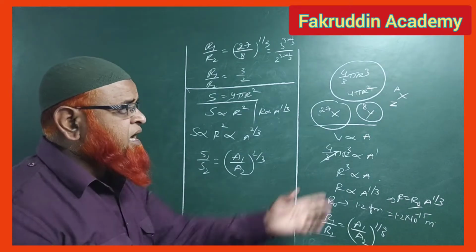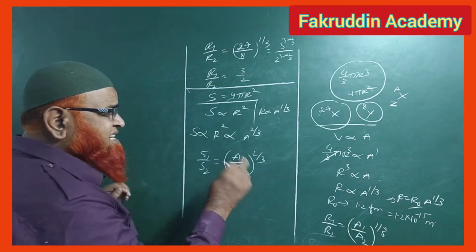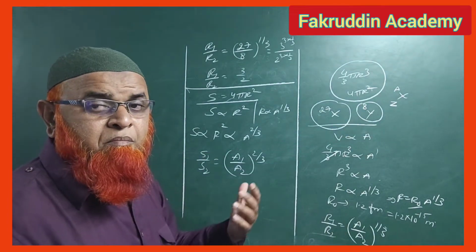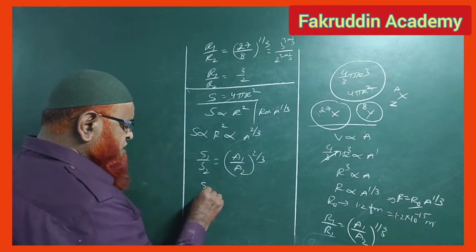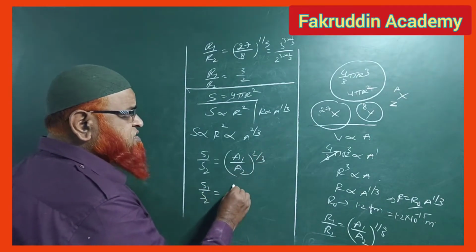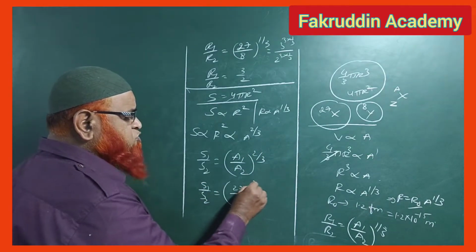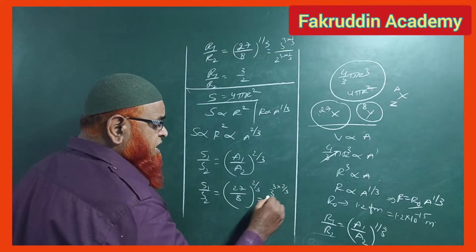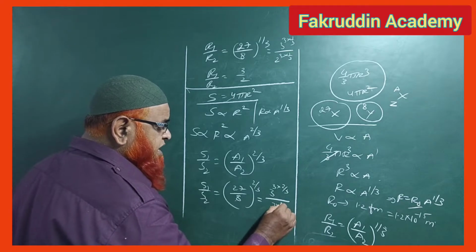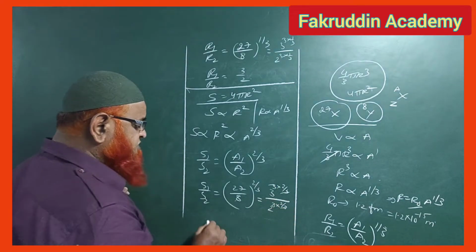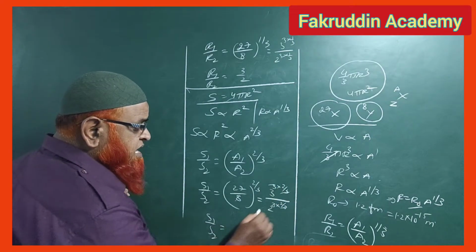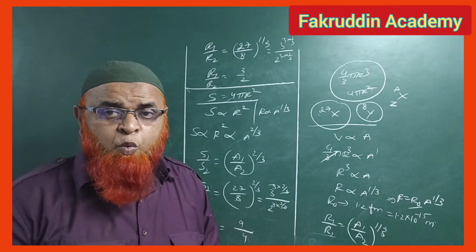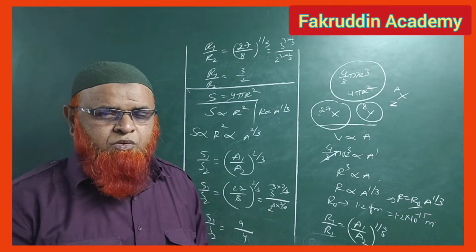If you take the same example, what is the ratio of their surface areas if the mass numbers are given for these two elements? Let us see here. S1 by S2 is A1 by A2, which is 27 by 8 whole power of 2 by 3, which is nothing but 3 cube into 2 by 3 divided by 2 cube into 2 by 3. So the cubes cancel. What is left now? S1 by S2 is 9 by 4. So if mass numbers are given, we can find out the surface areas also.